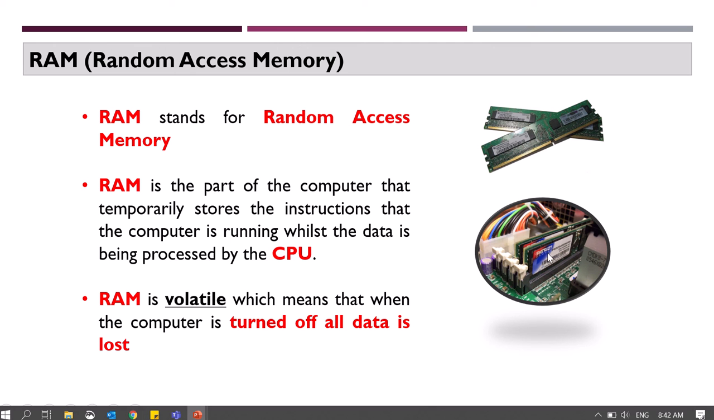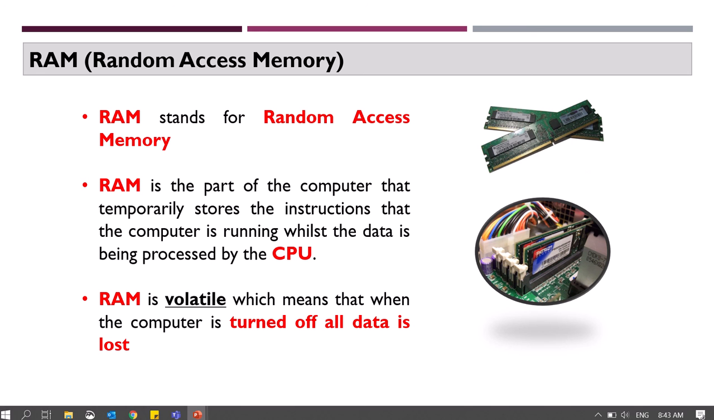So RAM comes in the form of cards like this. For example, you can see 4 RAM slots here, out of which 2 are filled. The RAM is volatile, which means that when your computer is turned off, all the data stored in the RAM is lost. So this makes us think what kind of data might be stored in the RAM.